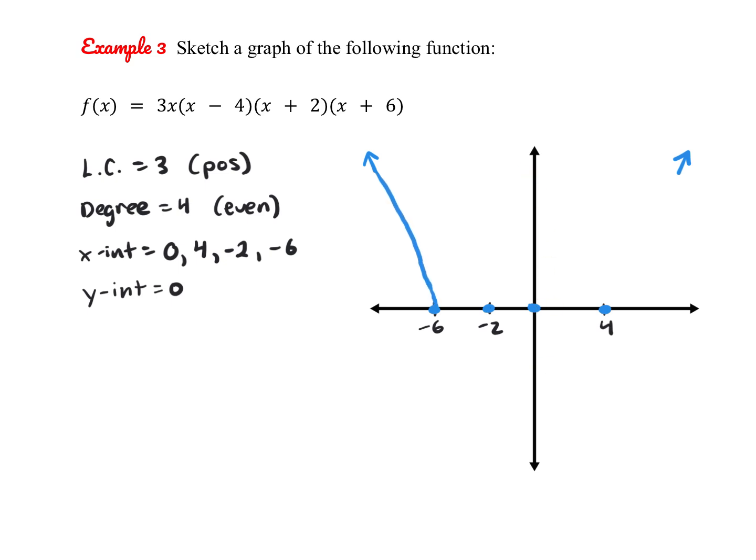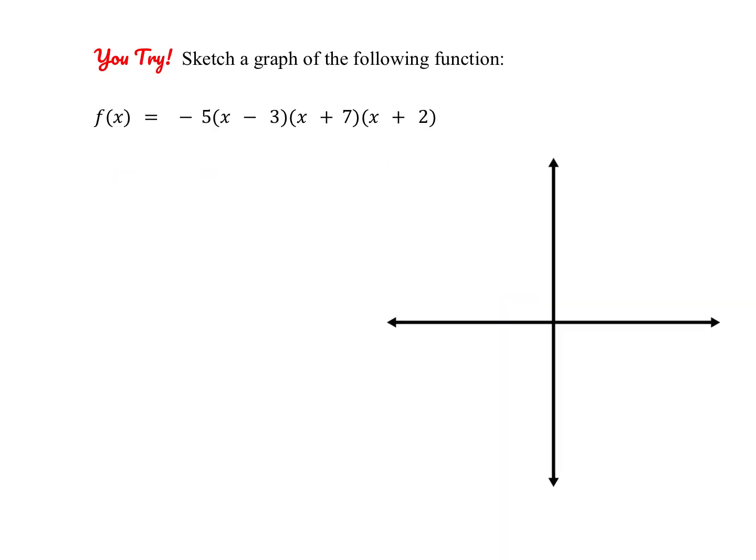So I can go down, back around, through here, and back through. Again, if we wanted a more accurate graph to see, oh, maybe my graph goes like this, maybe my graph goes like this, we could achieve that by plugging in more values in between. But for today, this is going to be good enough for us. Okay, so go ahead and pause the video and give this one a try on your own.